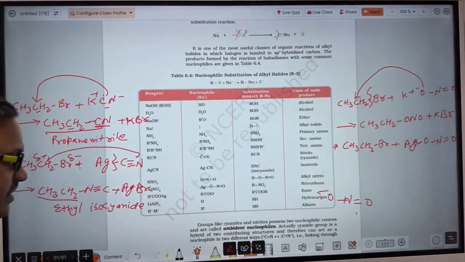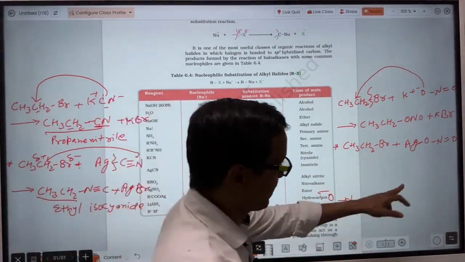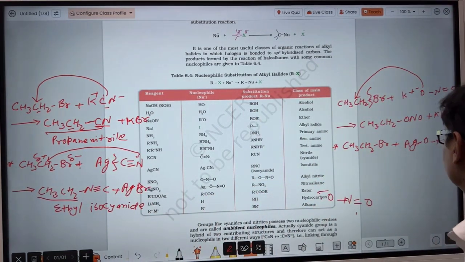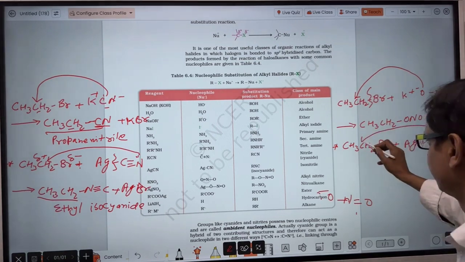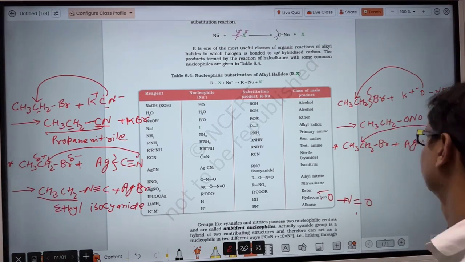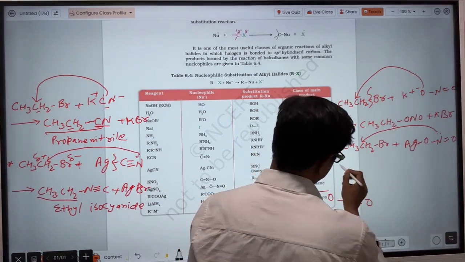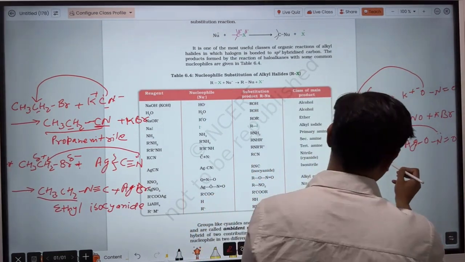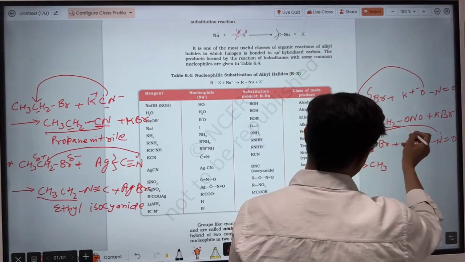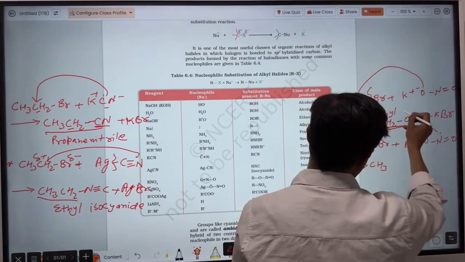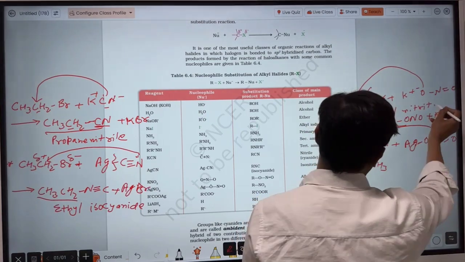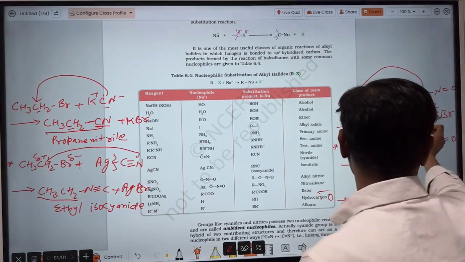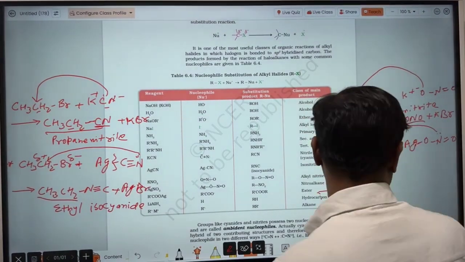So in this case, what happened here? This oxygen is already bonded to this silver. So there is a lone pair of electrons at the nitrogen atom, so this nitrogen will get attracted. IUPAC name, what's the name of this compound? It will be simply ethyl nitrite. NO3 is nitrate, NO2 is nitrite. So the name of this compound will be ethyl nitrite.